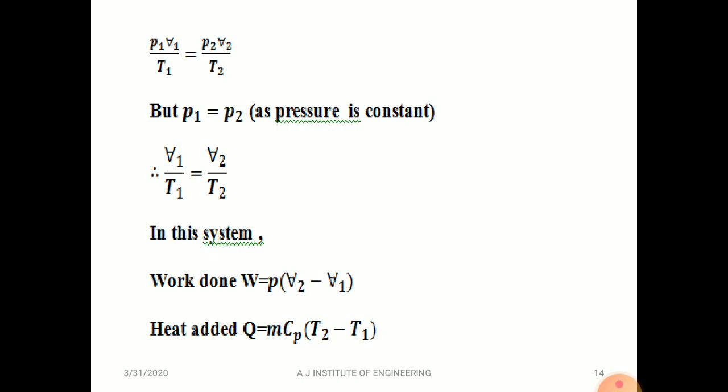Now what is the difference between heat added at constant volume and heat added at constant pressure? For heat added at constant volume you have to consider specific heat at constant volume, and for heat added at constant pressure you have to consider specific heat at constant pressure, that is Cp.